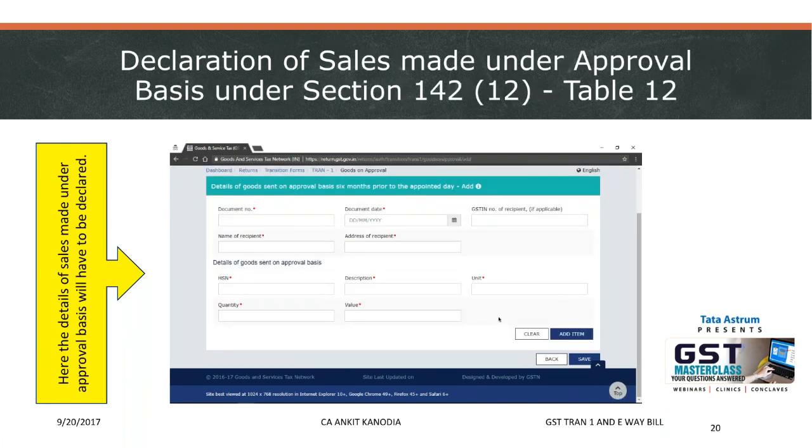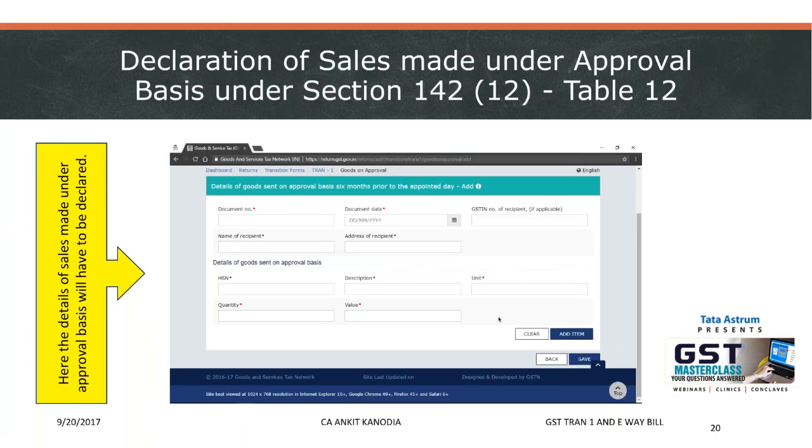Then is the goods sent on approval, section 142 subsection 12, table 12. Basically, in the jewelry industry, you see people sending goods on approval. In the white goods consumer industry also, people are sending goods on approval. The details of such goods which have been sent on approval and are not in stock with the person have to be filled in here. The document number, the date through which it was sent, the name of the recipient, the address, and the HSN and the value of the goods, because if the same does not come back within 6 months of the appointed day, then the person sending the same will have to charge GST on the same.